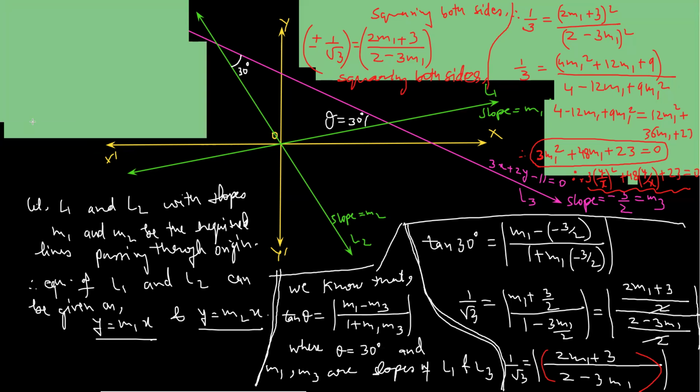See, I get here. Therefore, 3y square upon x square plus 48y upon x plus 23 equal to 0. Multiplying through by x square, I get 3y square plus 48xy plus 23x square equal to 0. Right here, this is the required combined equation.